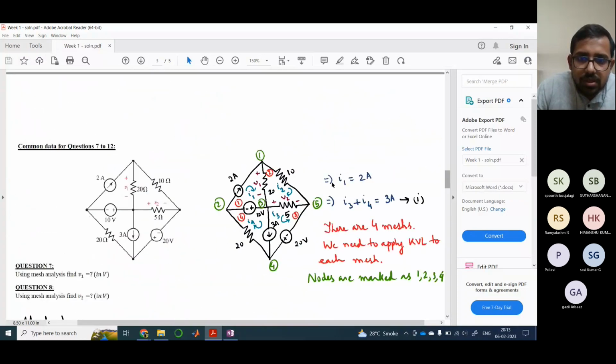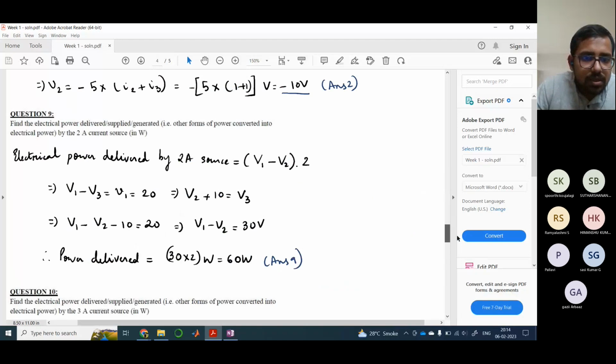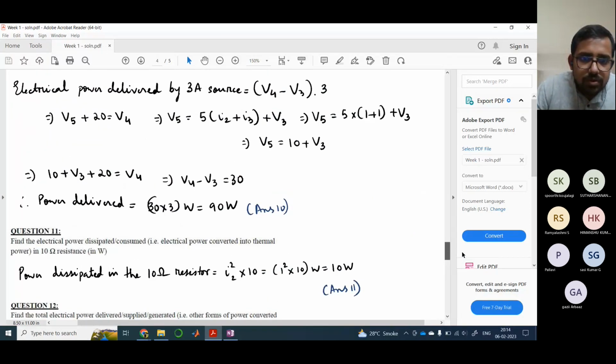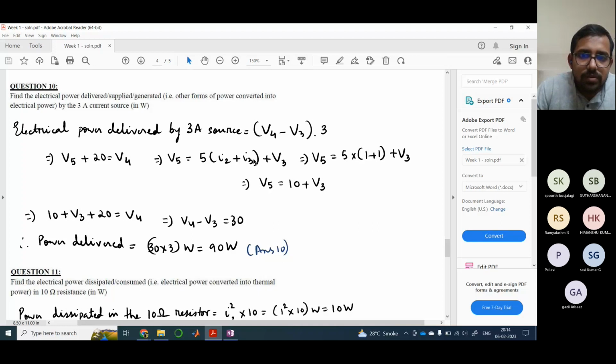So node 5 and node 3 is what? So this node basically where this resistance is connected. So basically this would be what? V5 minus V3 would be the potential difference across this resistance, the potential drop, not difference, the potential drop or the voltage drop across this resistance. So using the current convention, you can calculate. See, this would be what: V5 equals to 5 into I2 plus I3 plus V3. So we found out that I2 and I3 each are 1 ampere, and we are getting that V5 equals to 10 plus V3.